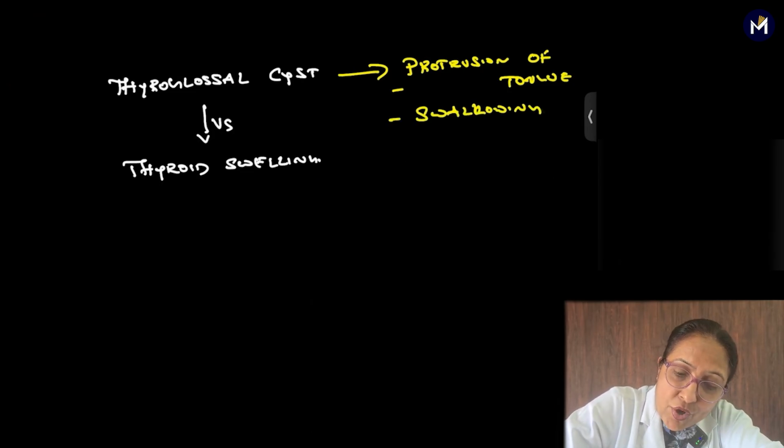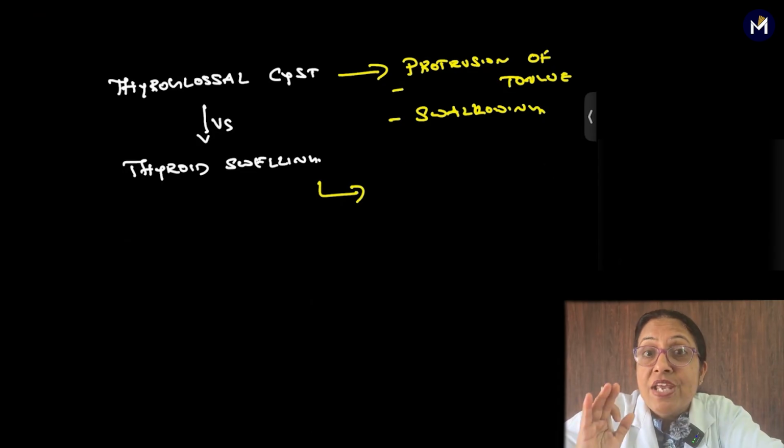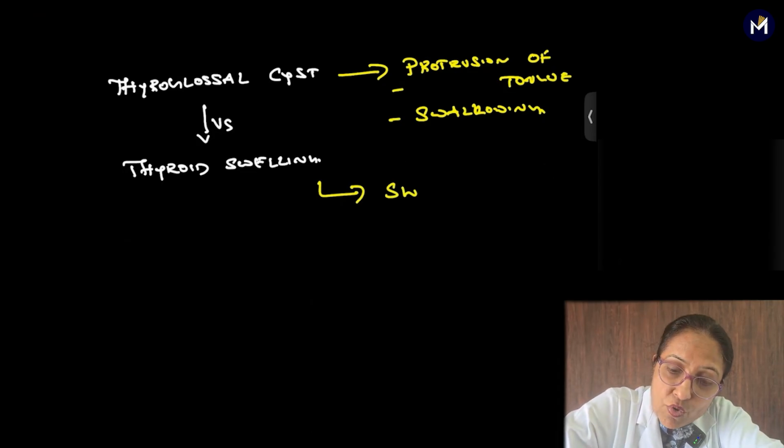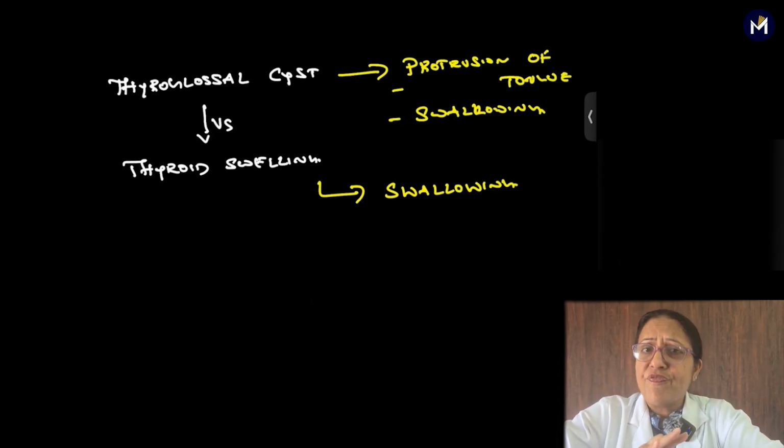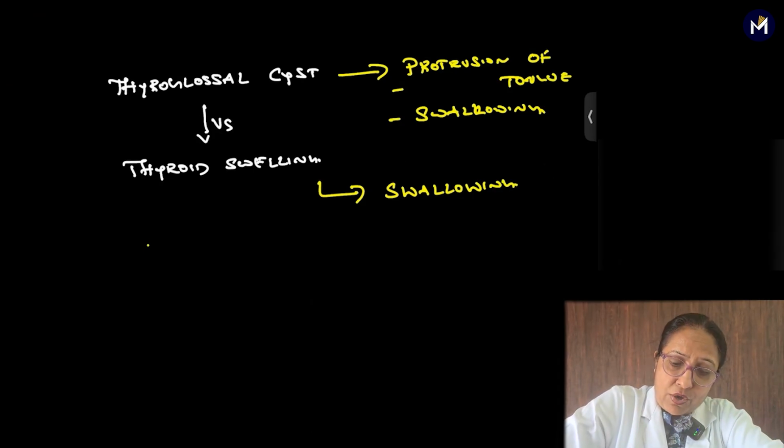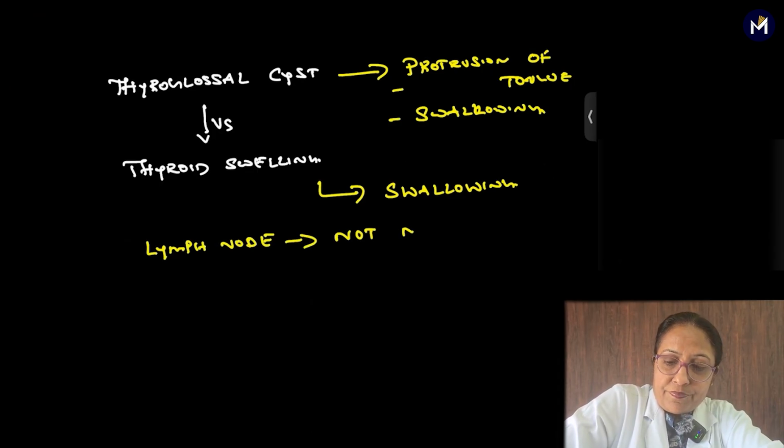Whereas thyroid swellings will move only while a patient is asked to swallow, that is only during swallowing. If there is any other swelling, maybe because of some lymph node, then it will not move. This is how you differentiate the three types of swellings.